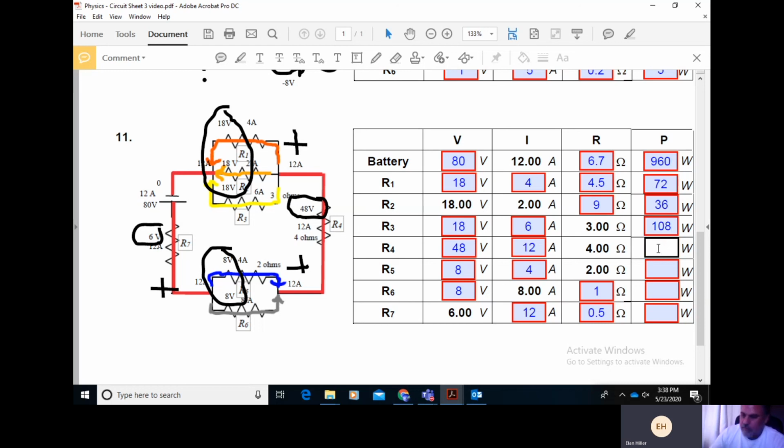48 times 12 is 576 watts. 8 volts times 4 amps is 32 watts. 8 volts times 8 amps is 64 watts. And 8 volts times 12 amps is 72 watts.